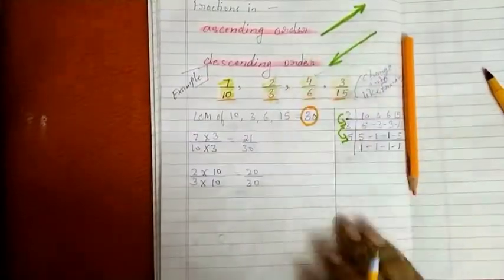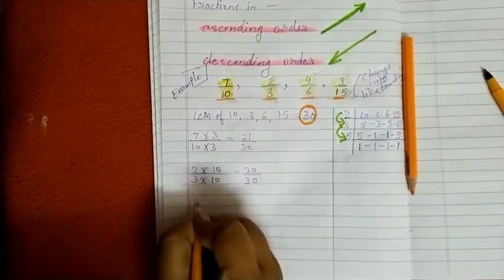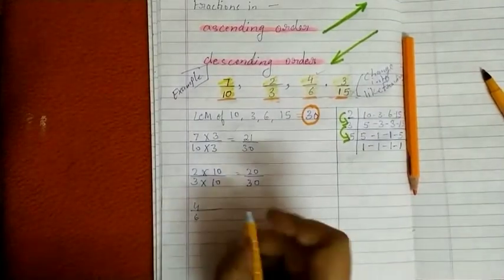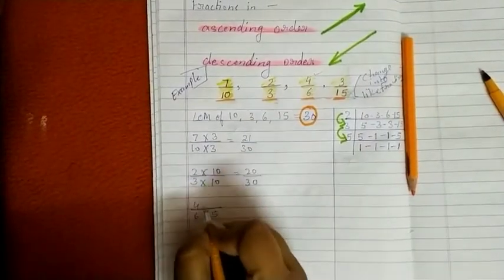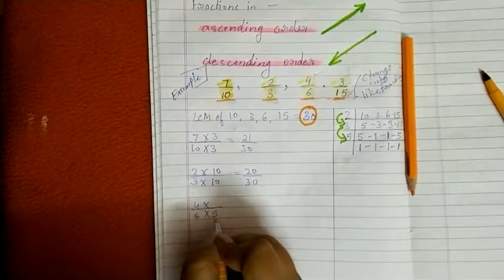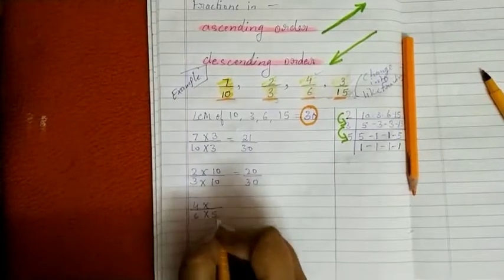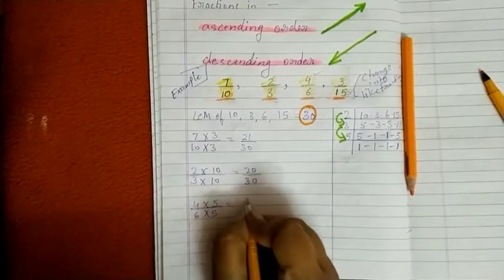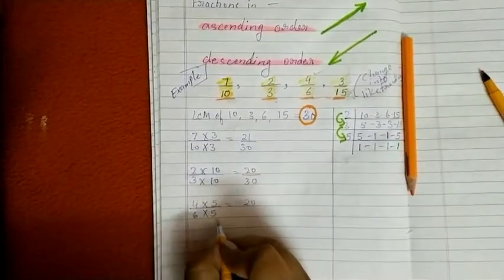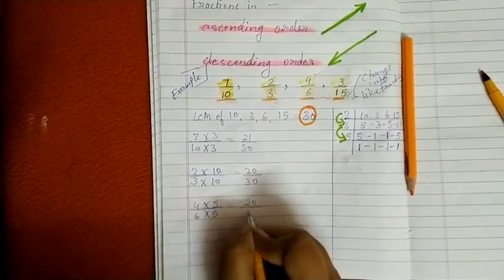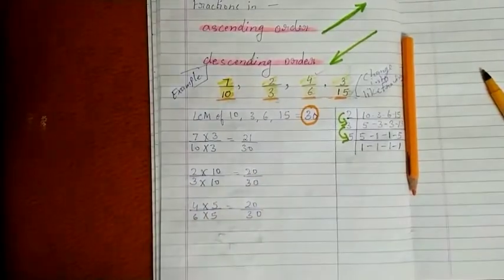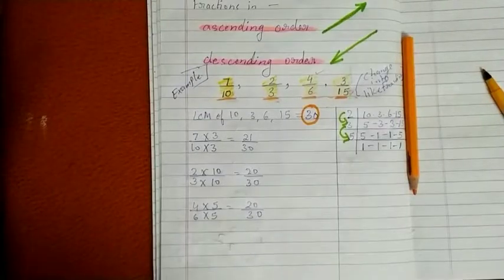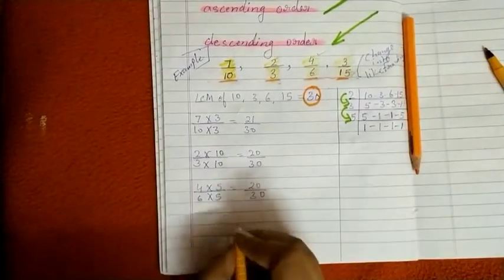Now come to this 4 upon 6. When will 6 be 30? When you multiply by 5. Numerator and denominator you are multiplying by 5, so multiply the numerator also by 5. So 4 5s are 20 and 6 5s are 30. Clear? Is there any doubt? No. Now see the next one.